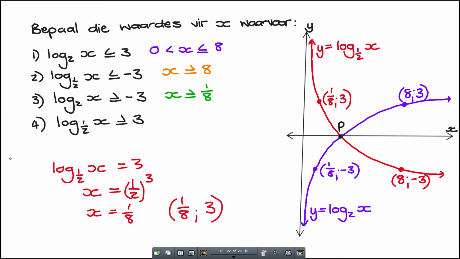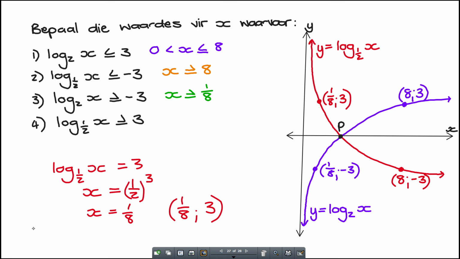Okay, now, question says, where is that graph's y values greater than 3? Okay, now hierso's 3. Greater than means upwards. Nee. Okay, nou vir watter waardes van x? It means that x must be, can it go past this y-axis? En wat is my x-waarde op die y-as? 0. So dit moet wees tussen 0 en 'n 8ste.